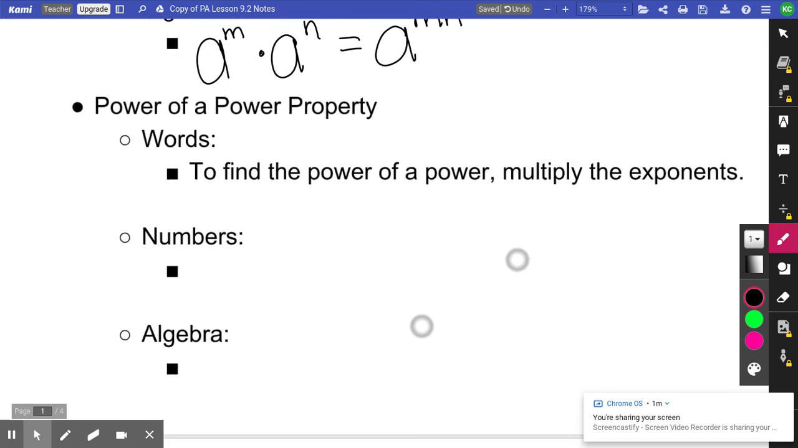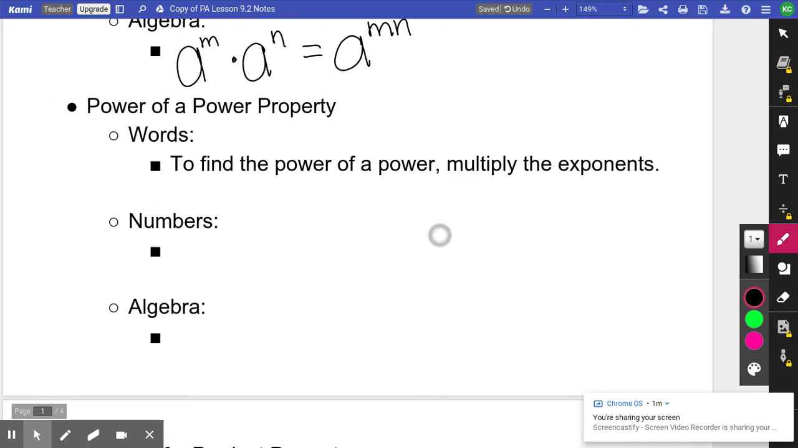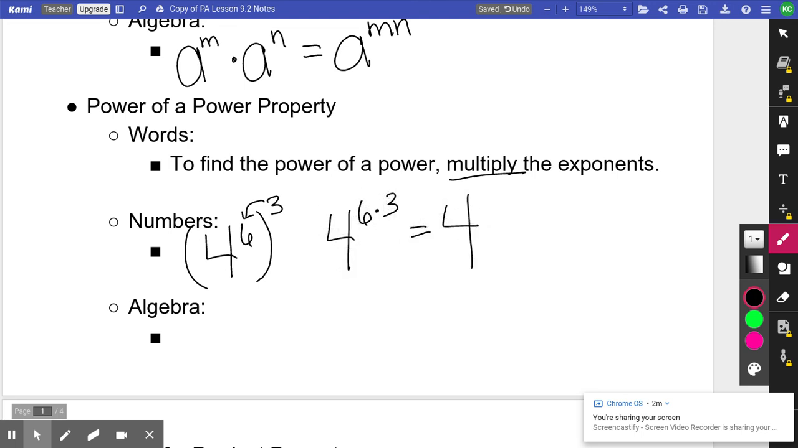Okay, here's the power of a power property. The power of a power property says to find the power of a power, you multiply the exponents. So we're taking the 4 to the third, and we're going to give that another exponent. So if I were to have 4 to the sixth, and I want to raise that to the third power, this 3 is going to everything inside those parentheses. So I'm going to multiply it to that 6. So I'm going to have 4 to the 6 times the third, which is 4 to the 18th.